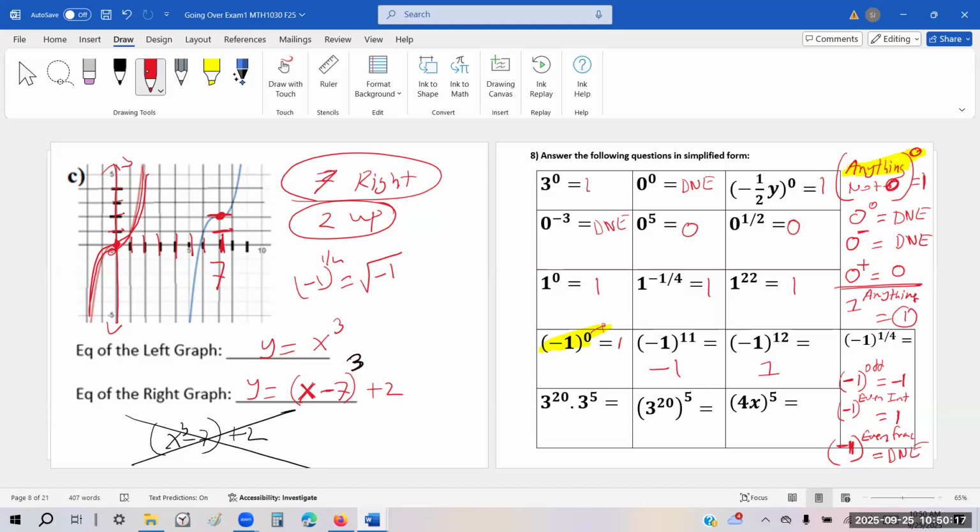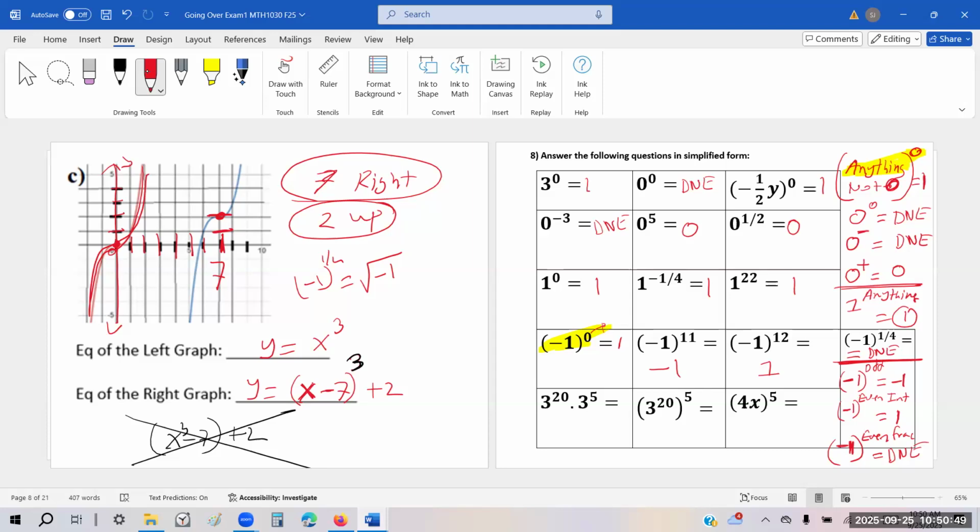And then we have here negative 1 to the 1/4 power. So 1/4, is it an odd fraction or even fraction? Even fraction. So what's the answer? Doesn't exist. 1/4 means find a number, multiply 4 times, the answer is negative 1. We have no idea. So first 1, 2, 3, 4 rows are all about 0 and 1 and negative 1.